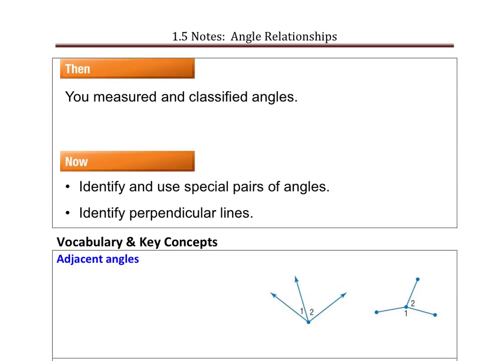Hi everyone, this is the 5th section of Chapter 1 and it is titled Angle Relationships. It's focused on classifying different types of angles and what are some of the special relationships or names of pairs of angles that have a relationship. There's also a little bit in here on perpendicular lines formed from right angles.